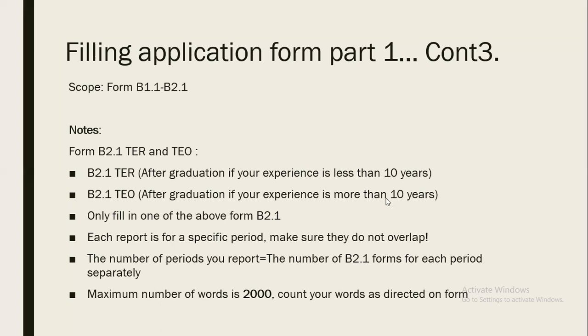And then if you want to use the B2.1 TEO form, this requires you to be a graduate and have experience which is more than 10 years. So what must happen is that you must only fill in one of the form B2.1 for the engineering technologist. You are not required to fill in both the TER and the TEO. If you are less than 10 years experienced, it's the TER. If you are more than 10 years, it's the TEO. That's it.